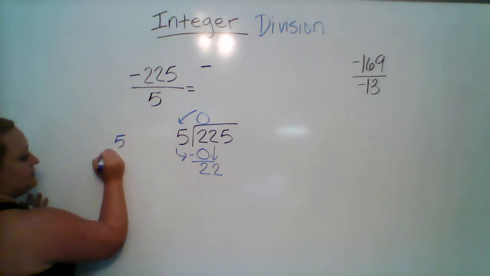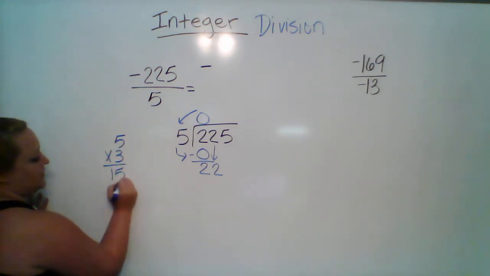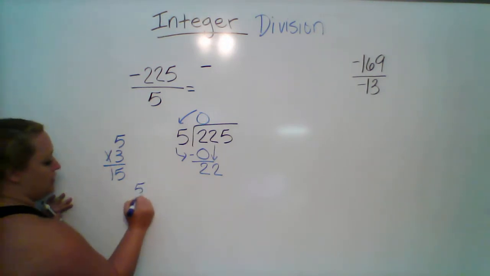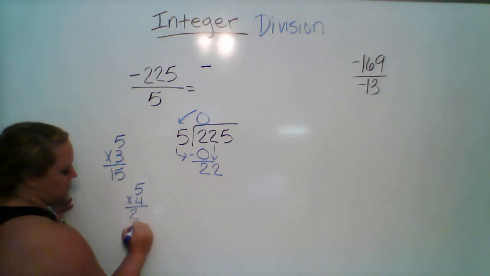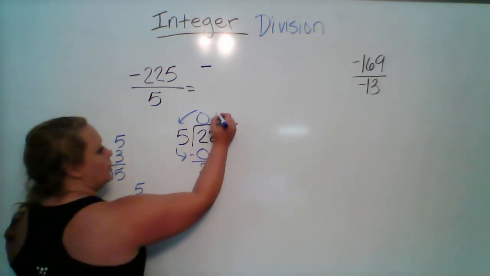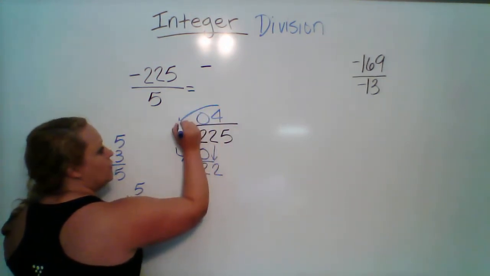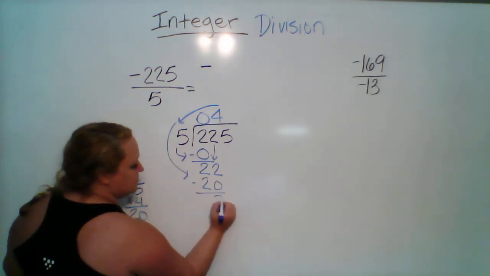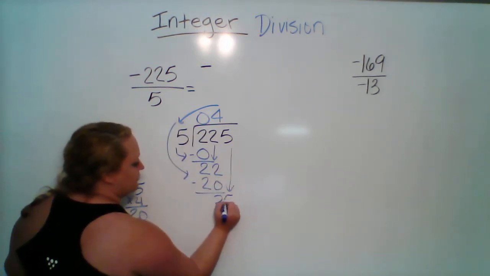I'm going to pick a number. 5 times 3 is 15. That's close, but it's not close enough. So I'm going to try another number. 5 times 4 is 20. Well, that's perfect. So I'm going to put a 4. 4 times 5 is 20. I'm going to subtract, and I'm going to bring down.